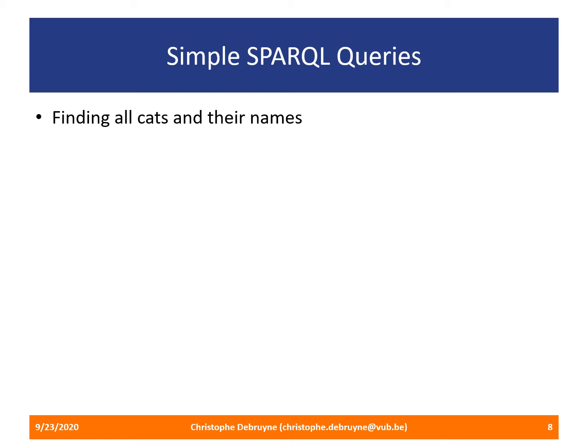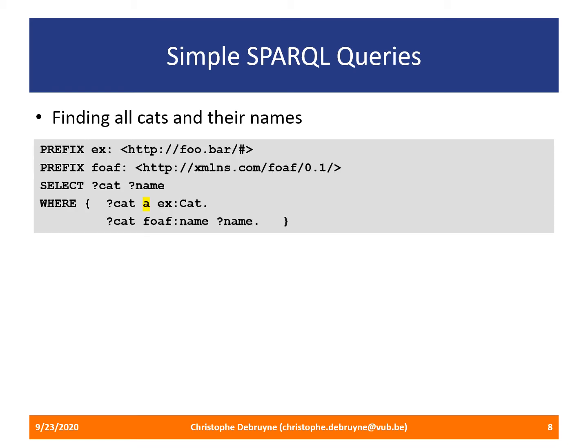So let's start with a very simple SPARQL query. In this example, we will find all cats and their names. The query looks as follows.